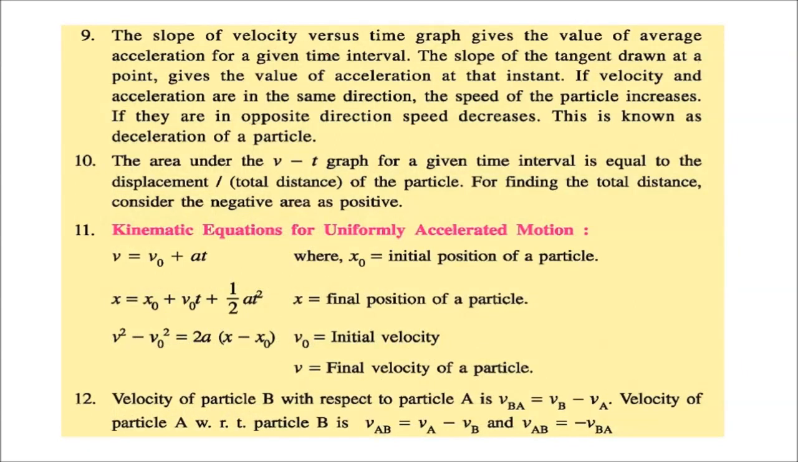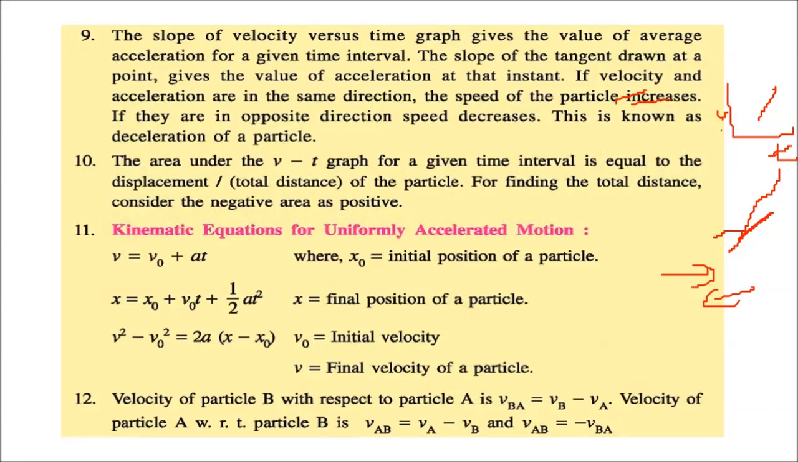When we talk about the VT graph, this is V, this is T. The slope in the VT graph gives you the average acceleration of a given time interval. The slope of the tangent which is drawn at some point, say if the graph is like this, the tangent is drawn here, it gives you the acceleration at that instant. If velocity and acceleration are in the same direction, the speed of the particle is increasing. If they are in opposite directions, meaning opposite signs, the speed is decreasing. This is known as the deceleration of a particle.